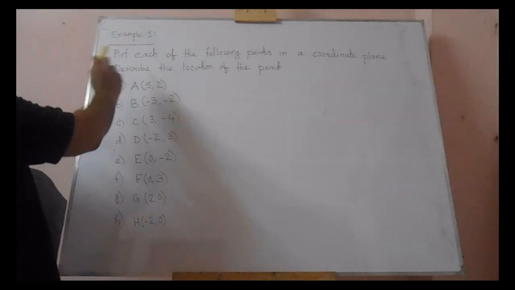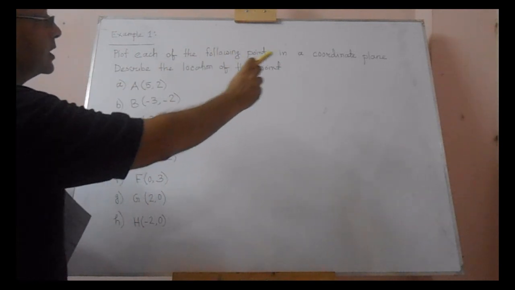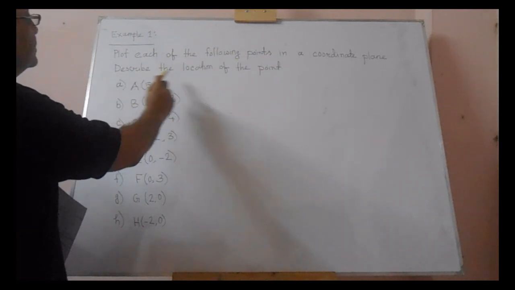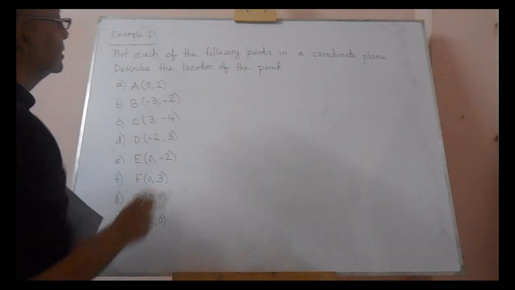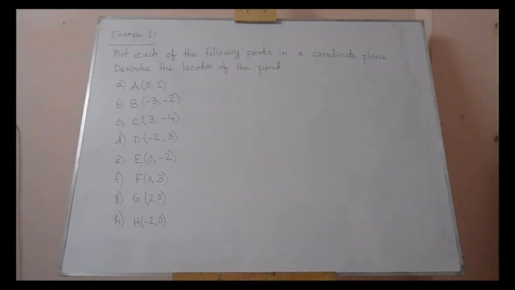This is example 1. Plot each of the following points in a coordinate plane. Describe the location of the point. Now we'll show the solution of example 1.